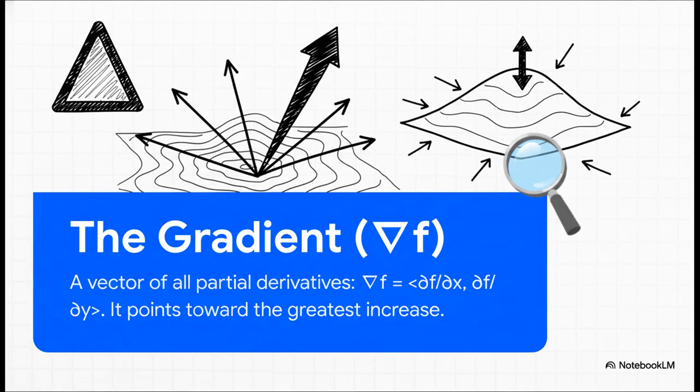It's a vector, and we use this upside-down triangle symbol for it, called nabla. Its components are simply the partial derivatives we just learned how to find. But here's the amazing part, the superpower of the gradient. At any point on your surface, this vector points directly uphill. It points in the direction of the steepest possible climb.